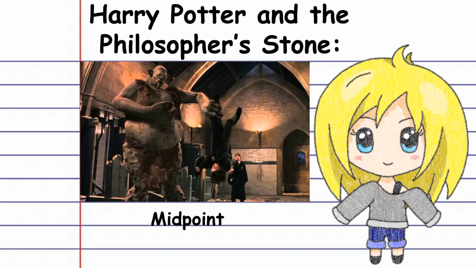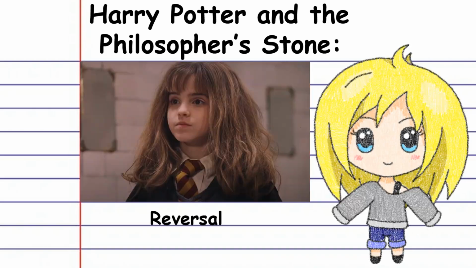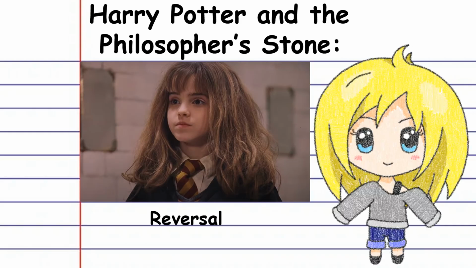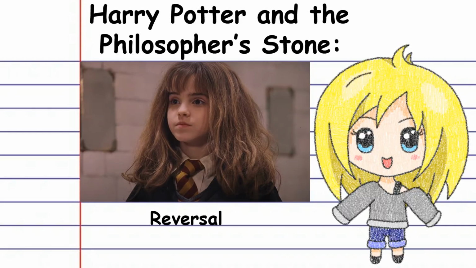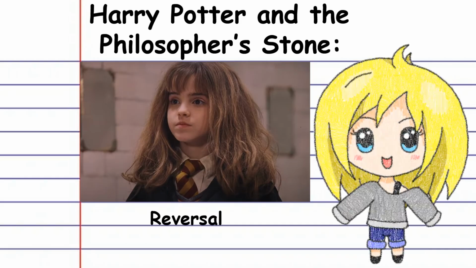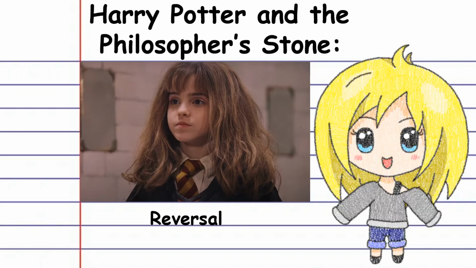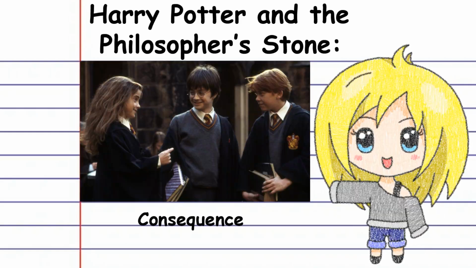Hermione has locked herself in the girls' bathroom and Harry and Ron have to rescue her from the troll. And then the reversal. Hermione goes against her usual nature and lies to the teachers. She tells the teachers that she deliberately went looking for the troll and that the boys tried to stop her in an attempt to get the boys out of trouble. This, of course, has a consequence.